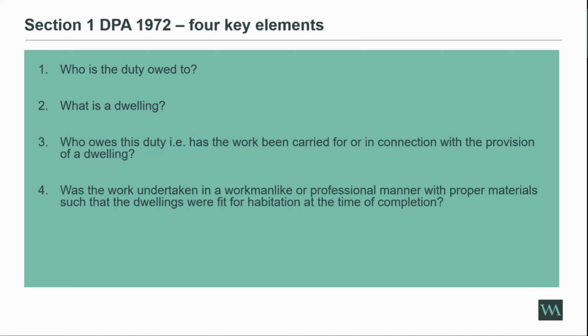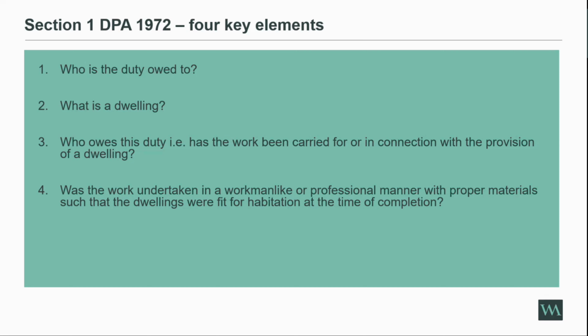So we can break that down into 4 key questions that we need to look at. Firstly, who is the duty owed to? Secondly, what is a dwelling? And then we can look at who owes this duty. And then, crucially, what we need to demonstrate in order to show that the work either was or wasn't completed in a workmanlike or professional manner, using proper materials, so that it was fit for habitation. All of that coming together is our way of demonstrating that this particular building, for example, has or hasn't breached that duty.